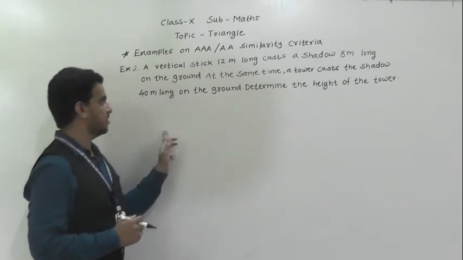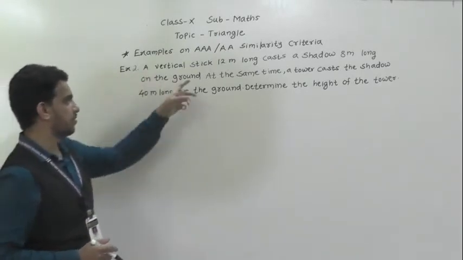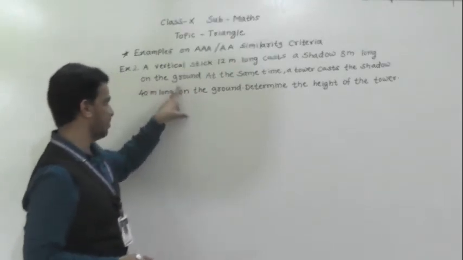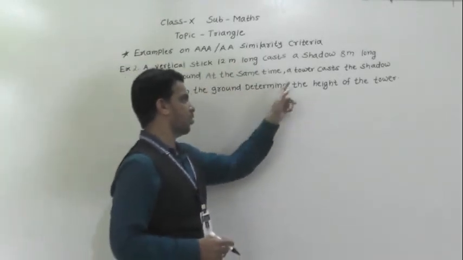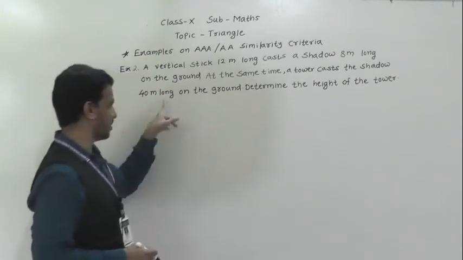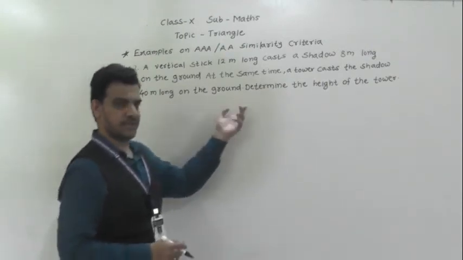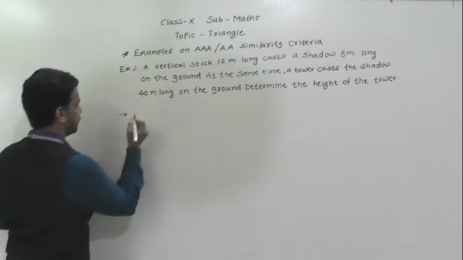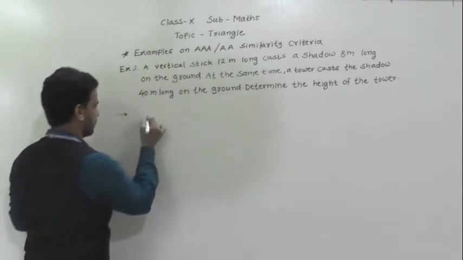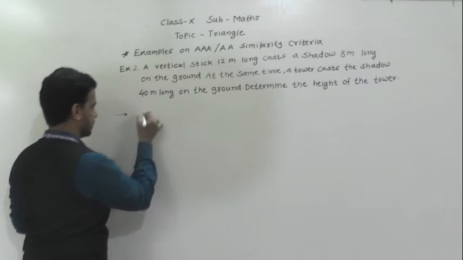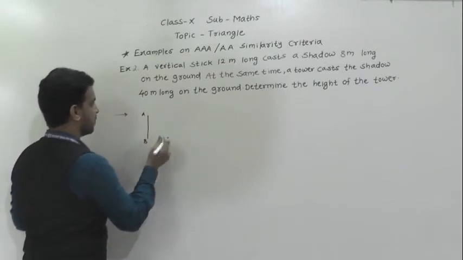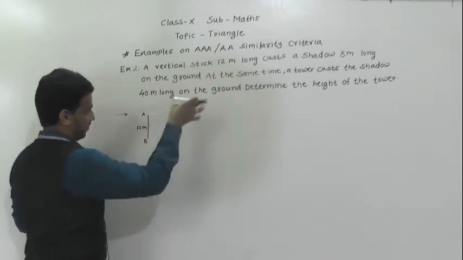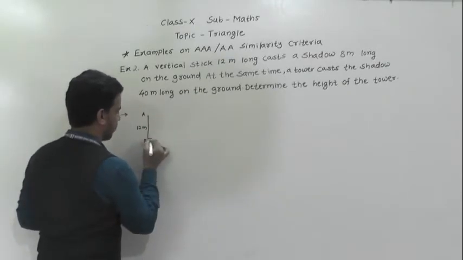Okay, the second example is, a vertical stick 12 meters long casts a shadow 8 meters long on the ground. At the same time, a tower casts a shadow 40 meters long on the ground. Determine the height of the tower. Okay, so first we draw a rough diagram of this vertical stick. So suppose this is a vertical stick, AB is a vertical stick, this is 12 meters long, and it casts a shadow 8 meters long on the ground.